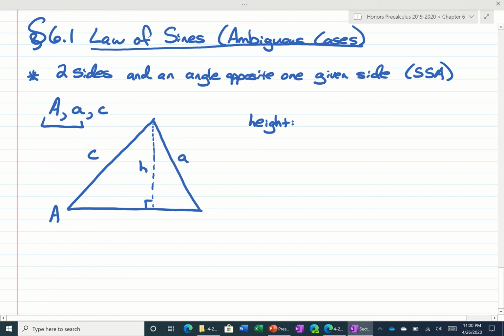To get that height, if this is a right angle, if we take the sine of angle A, that's going to equal the opposite side over the hypotenuse. Or, if we cross multiply, the height would equal C times the sine of A. The height is always equal to, in this scenario, the other side times the sine of the angle.